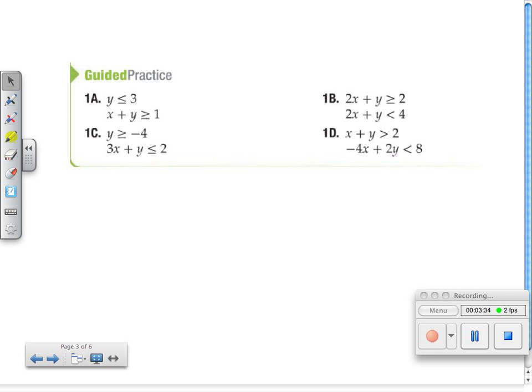Here are 4 problems. We'll put these on the board, I hope, tomorrow. So let's try these, guys. I'd like to have some volunteers. Pause it, start it back up when you're done.